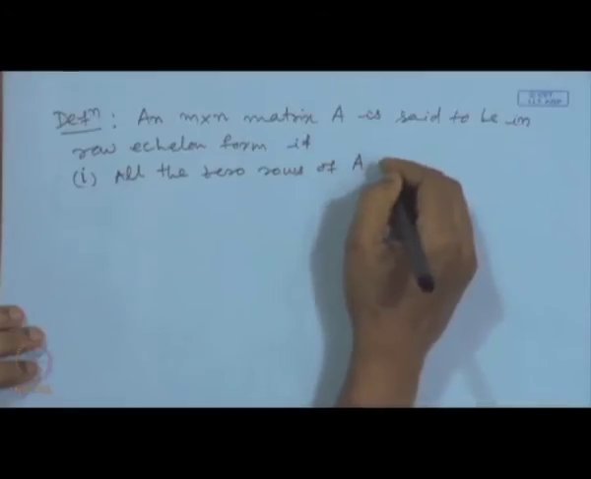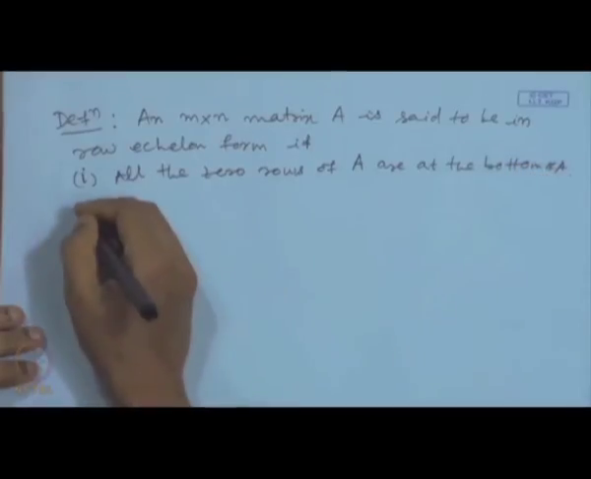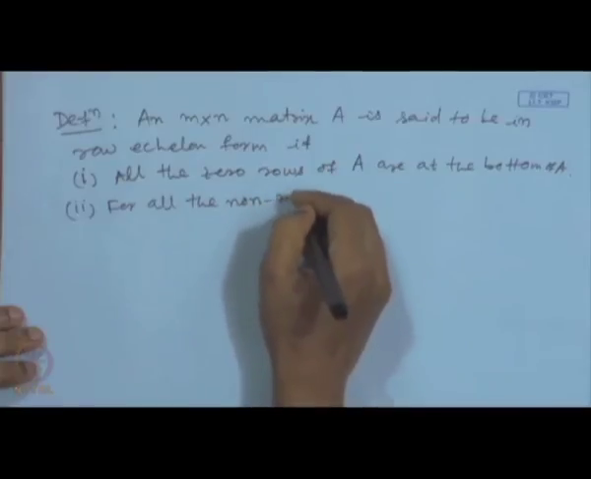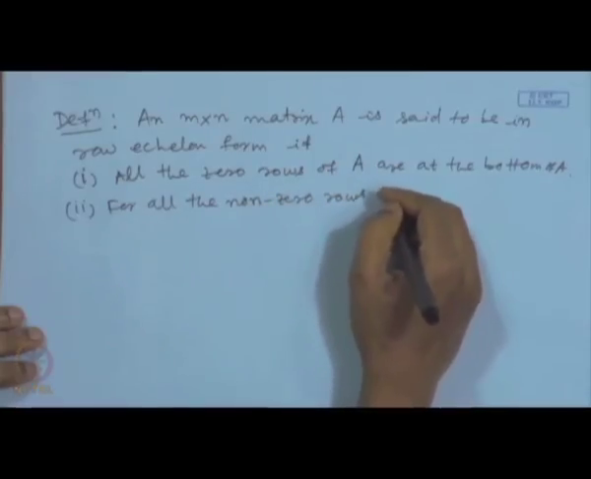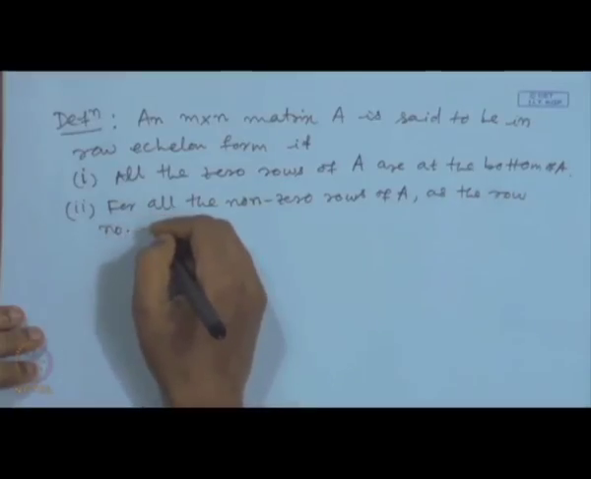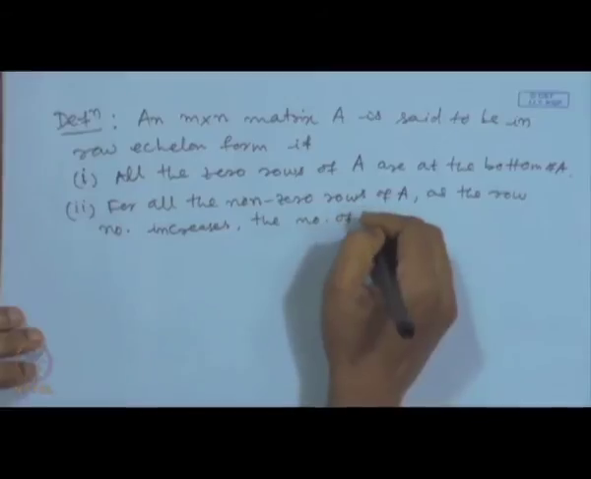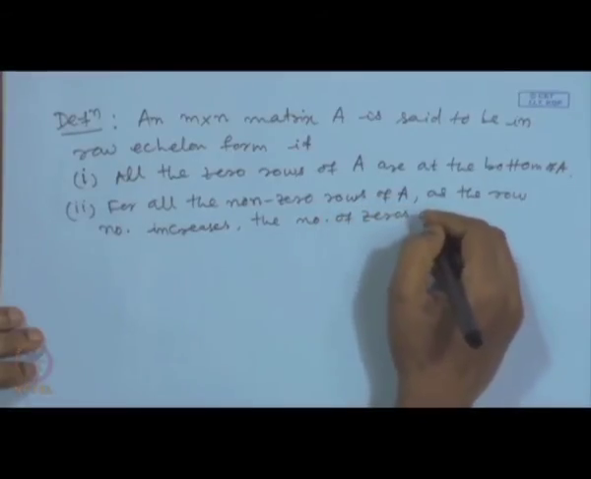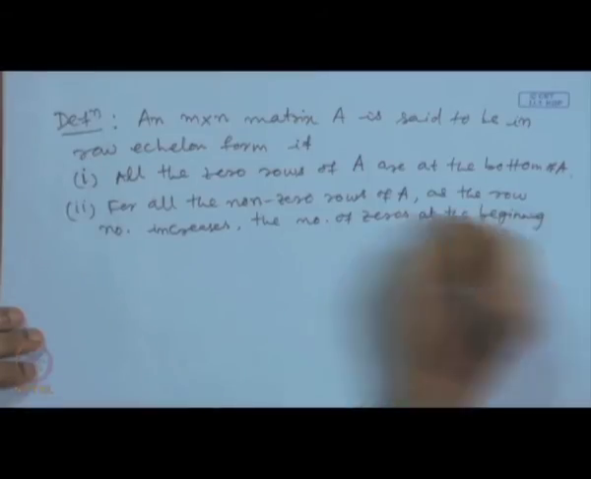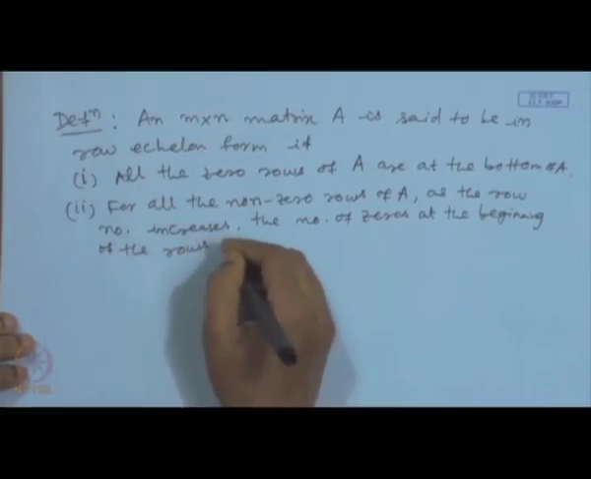of A are at the bottom of A, and second is this: for all the non-zero rows of A, as the row number increases, the number of zeros at the beginning of the rows also increases.